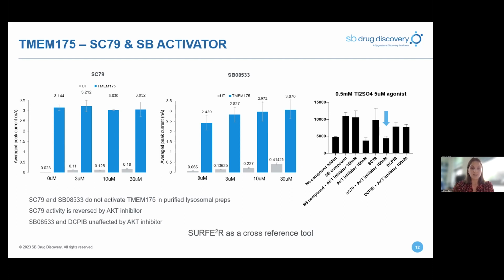And that presents SURFE2R as a great cross-reference tool between different platforms, something that other platforms cannot provide at the moment. And having this in mind, that opens up new and exciting avenues for drug discovery, where we can at least to some extent say, well, for those compounds, not just for TMEM175, but other transporters as well, whether the compound works directly on the transporter or it's working through another pathway.